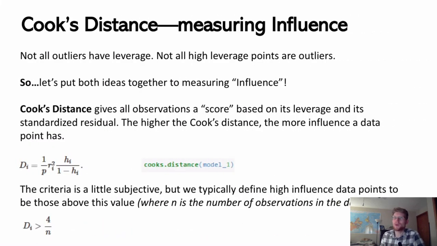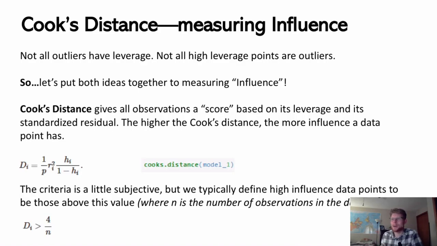And we take these two ideas of leverage and standardized residuals and put them together. We want to know when data points have a high leverage and a high standardized residual, and we give them a score depending on how high those two things are. There's an equation called Cook's distance, which puts those two ideas together and is one way to measure influence. So this is the equation for Cook's distance.